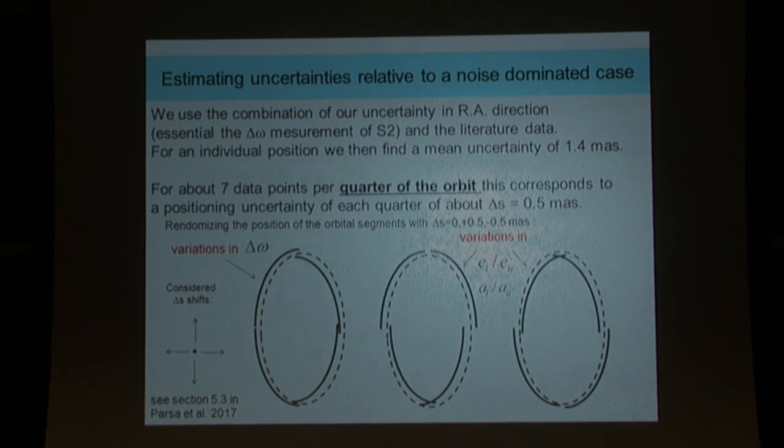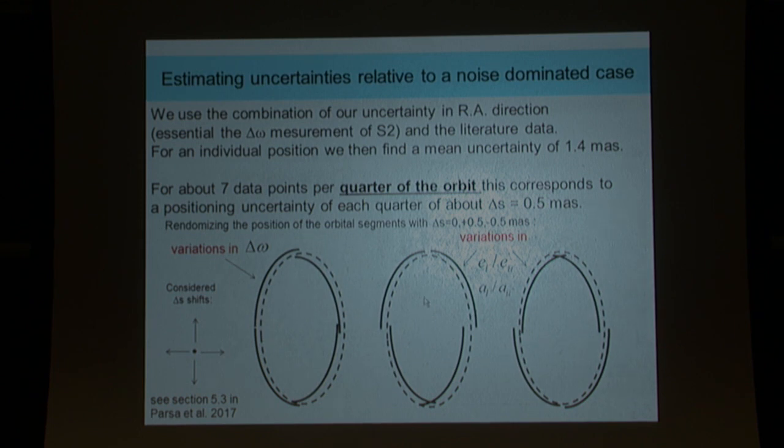So we take 7 data points, we use 1.5 milliarcseconds as an intrinsic uncertainty of the positional measurements, and then we are allowed to shift to the left, right, up and down, or just leave it, each orbital quarter by about 0.5 milliarcseconds. And we can look at the distribution, and then we can determine these quantities.